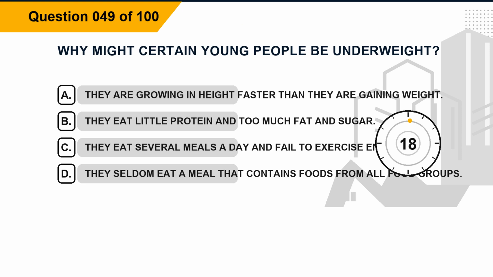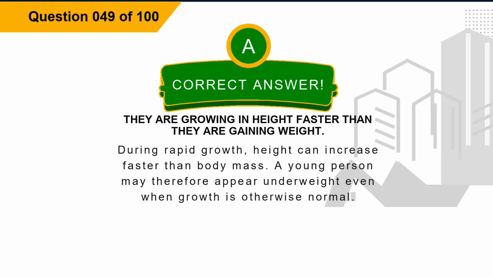Question 49. Why might certain young people be underweight? Option A, they are growing in height faster than they are gaining weight. Option B, they eat little protein and too much fat and sugar. Option C, they eat several meals a day and fail to exercise enough. Option D, they seldom eat a meal that contains foods from all food groups. The correct answer is option A, they are growing in height faster than they are gaining weight. Explanation. During rapid growth, height can increase faster than body mass. A young person may therefore appear underweight even when growth is otherwise normal.